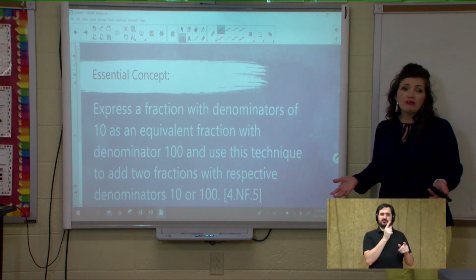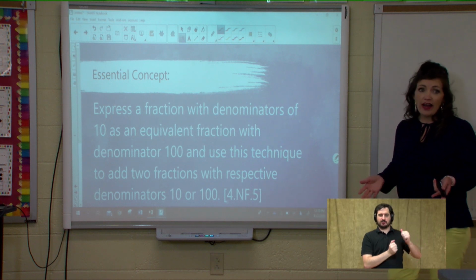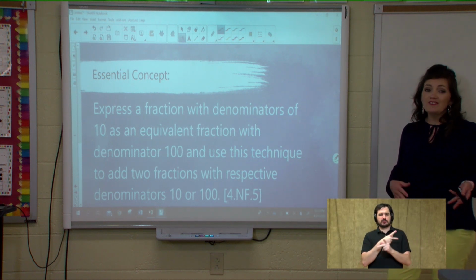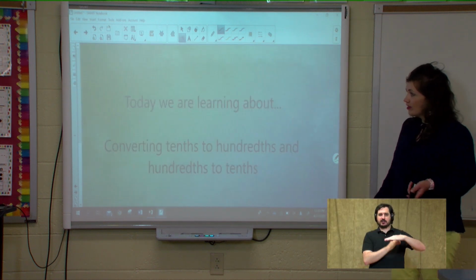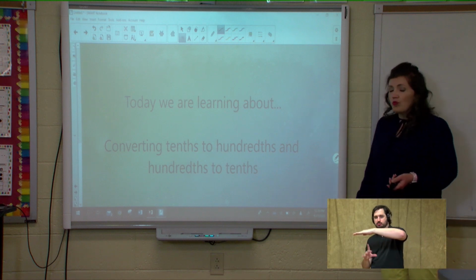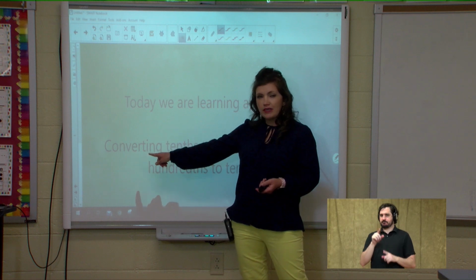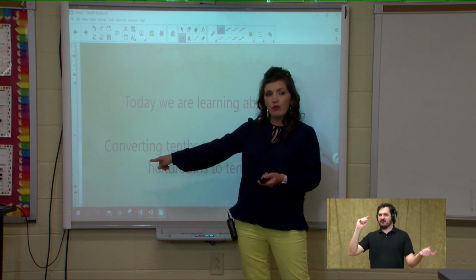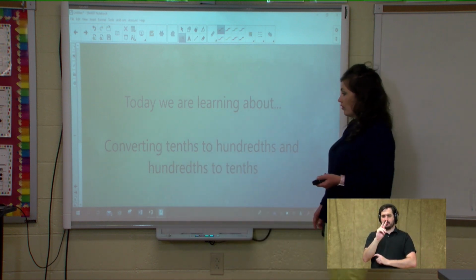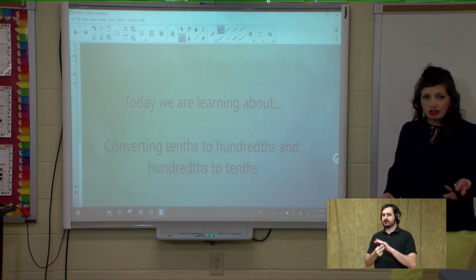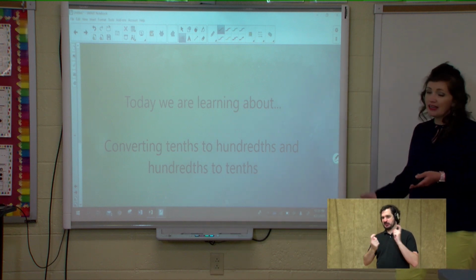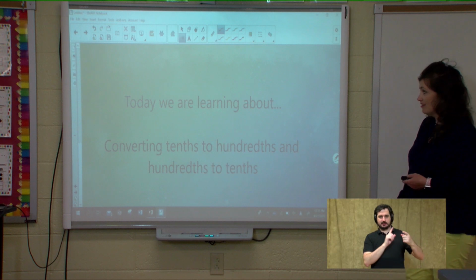So what we're going to be doing is finding equivalent fractions with denominators of 10 and 100. All right, so I want to look at this word right here. We're going to be converting tenths and hundredths. So that word convert or converting means to change. We'll be changing tenths to hundredths and hundredths to tenths.